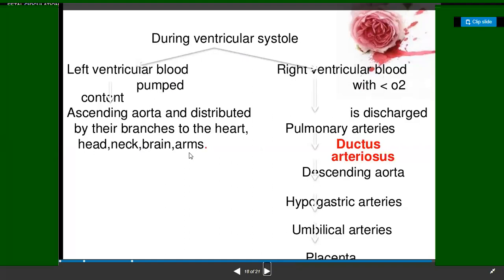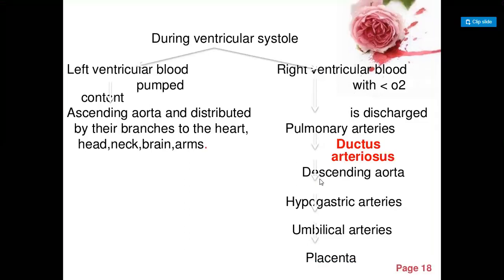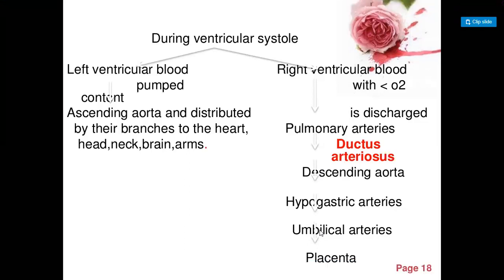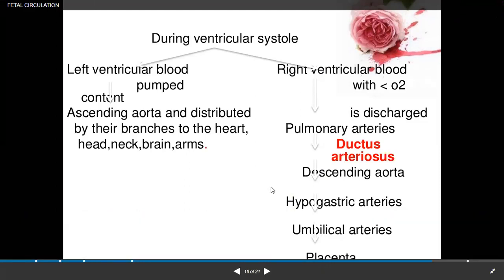brain, and arms. While the blood present in the right ventricle, with less oxygen, is discharged into the pulmonary arteries. Then from the pulmonary arteries through the ductus arteriosus, it enters the descending aorta, from the descending aorta into the hypogastric arteries, from the hypogastric arteries to the umbilical arteries, and from the umbilical arteries the deoxygenated blood enters into the placenta.